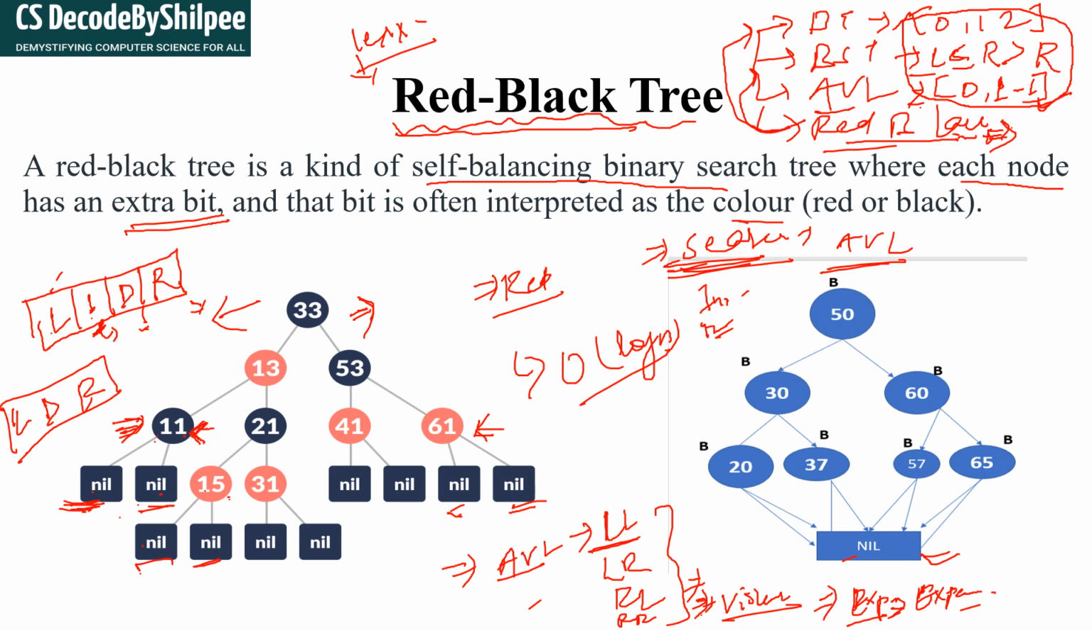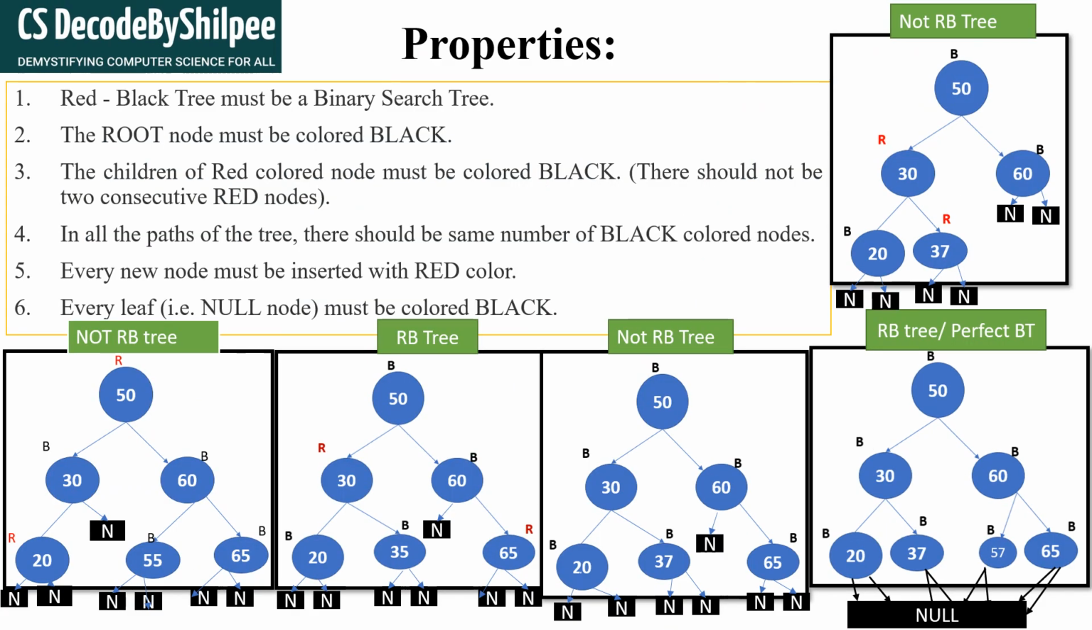Now this is all about the red black tree. Next we'll see the properties of the red black tree, and check some examples of whether each is a valid red black tree or not. Coming to the properties, there are a total of 6 properties. One property says the red black tree must be a binary search tree. This is very important. If the tree is not a binary search tree, you can directly say it's not a red black tree. The second property says the root must be black. If the root is not black, you can also say it's not a red black tree.